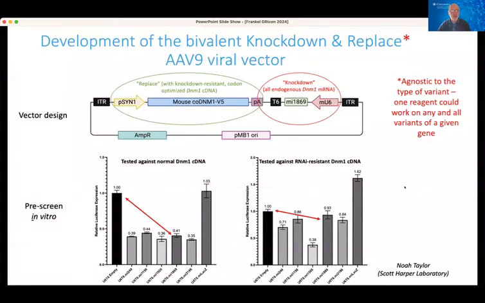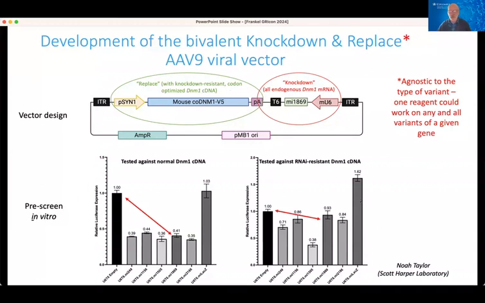And that's why we thought of knock down and replace. So the concept is to knock down all endogenous DNM1 levels, knocking down those RNAs, both the normal copy and the bad copy, and then replace it with a new normal wild-type cDNA that's resistant to the knockdown part of the vector, and furthermore was engineered so it should be optimally translated as an RNA.